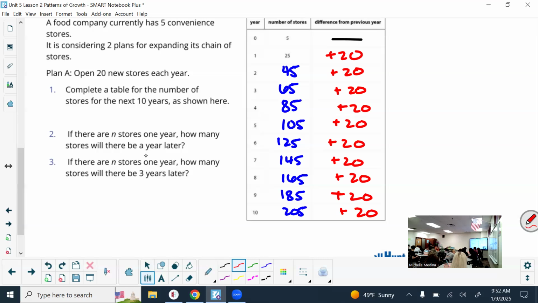Now, for this part, if there are N stores one year, how many stores will there be a year later? Oftentimes in this curriculum, you've seen it before, maybe you just don't remember, they make you fill out a table with a bunch of numbers, and then they ask you to make an equation or an expression. You just need to pay attention to the math that you're doing. And whatever expression you make needs to work for every single value, like you could plug it in and get the next one. So who thinks they have the expression for number 2?